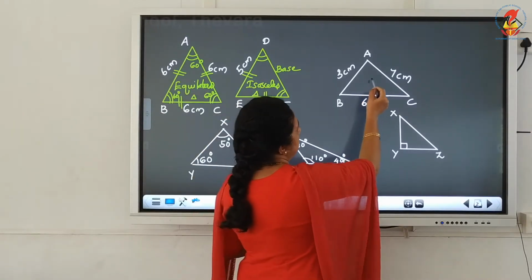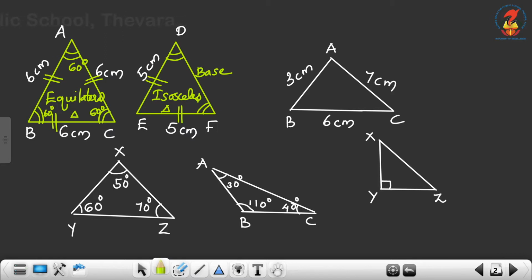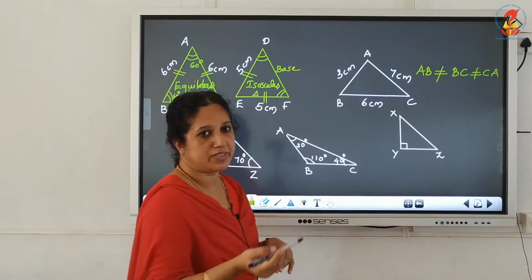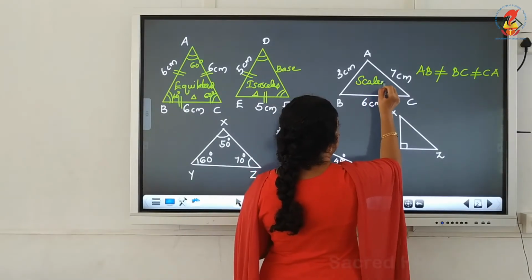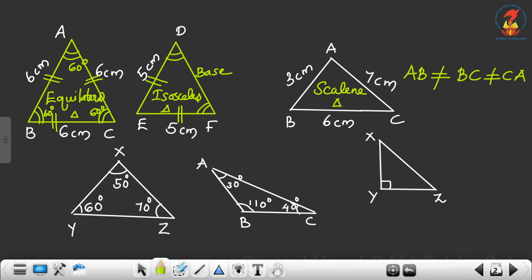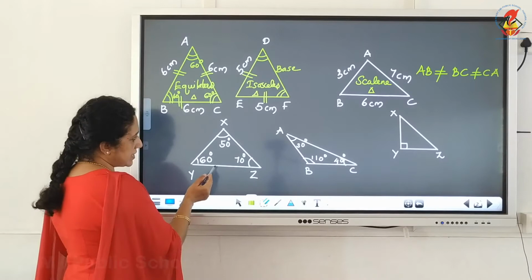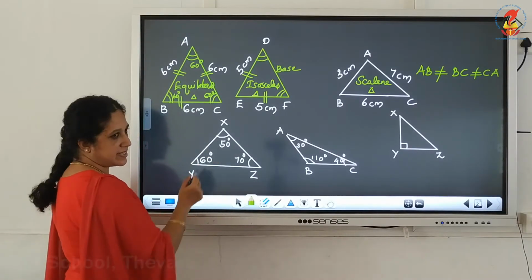Now look at the third one. Here you can see that the length of the sides are different. Length of AB is not equal to length of BC, not equal to length of CA. All the three sides are of different measure and we can call the triangle a scalene triangle. Scalene triangle. And the angles are also different. Angle A is not equal to angle B, not equal to angle C. Three different angles.